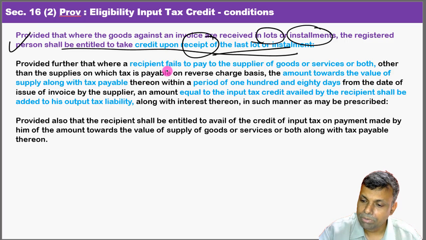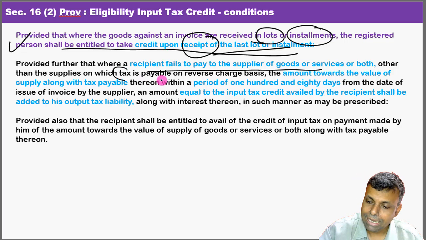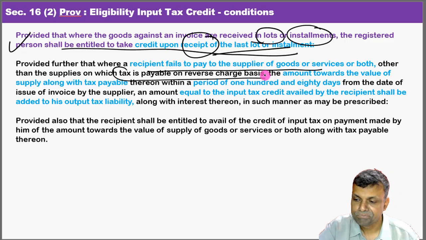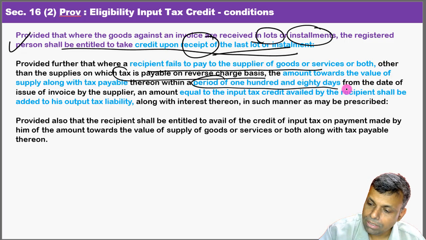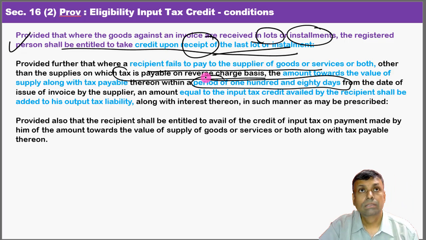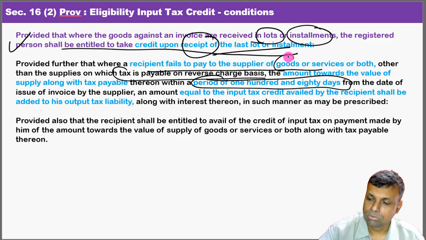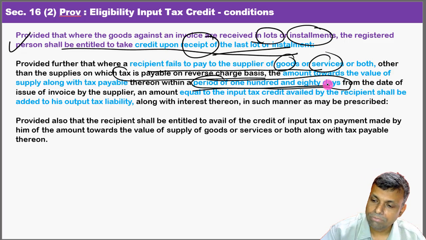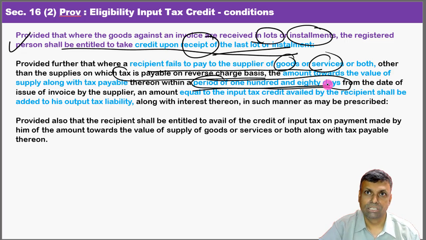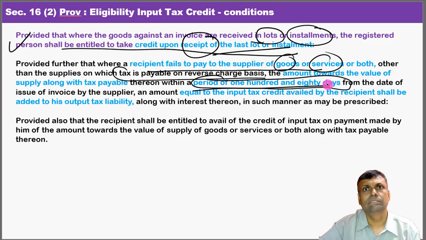Further, provided further the recipient fails to pay the supplier for the goods or services the money which is payable, and tax payable on a reverse charge basis, the amount of the forward charge value of supply along with the tax payable thereon, within a period of 180 days. Okay. Now understand, the recipient fails to pay. So for example, I am the purchaser. That means I am the recipient of the goods or services. Now I have to pay the money. Naturally, I have to pay the money. If I fail to pay the money within a period of 180 days, it is basically my creditors. If I have not paid the creditor within 180 days, this is how it is to be understood.